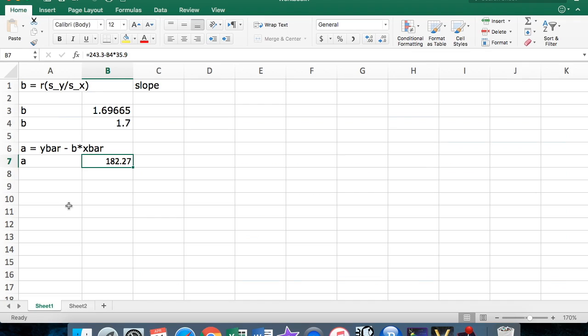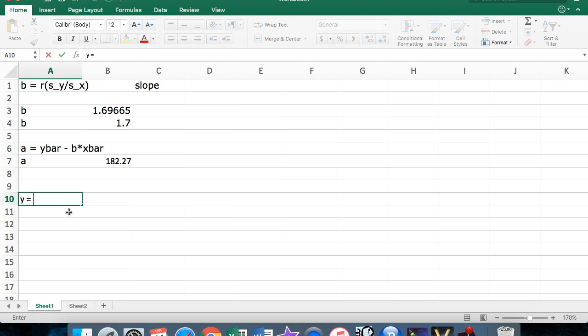So our formula is going to be y is equal to a plus bx. I think that's how they do it. So this is approximately your line, right? The b is your slope, so it goes with the x. Your a is the y-intercept, so it stays on the outside. Doesn't have an x attached to it. So this is my formula, right? So it's y is equal to my a, which is 182.27, plus my b, which is 1.7 times x.